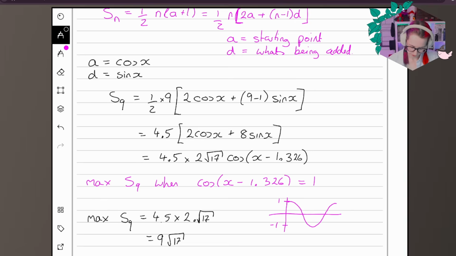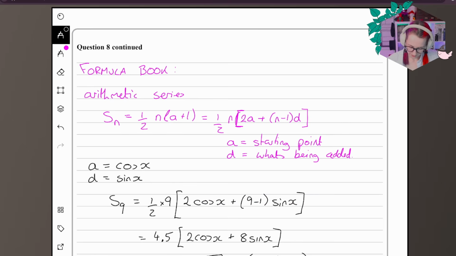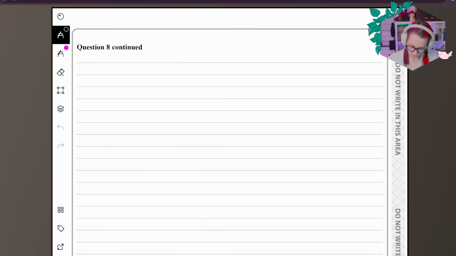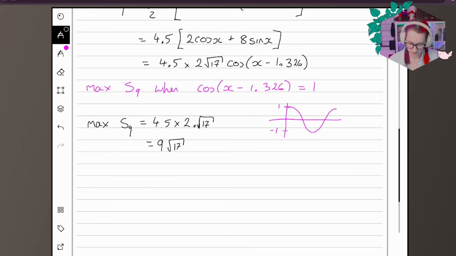Was there a part 2 to that bit? Find the exact maximum value of S9. Done. Deduce the smallest positive value of x at which this maximum value of S9 occurs. Okay. So it happens for whatever value of x happens when we're over here as well. Enjoy your maths, kids. See you Monday.